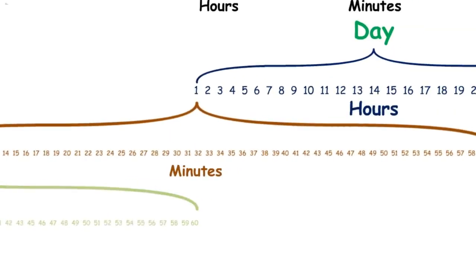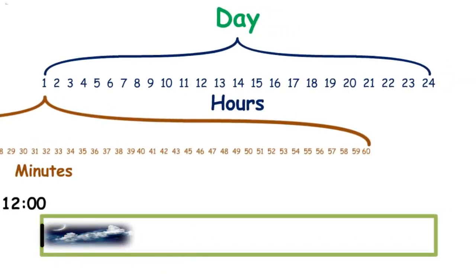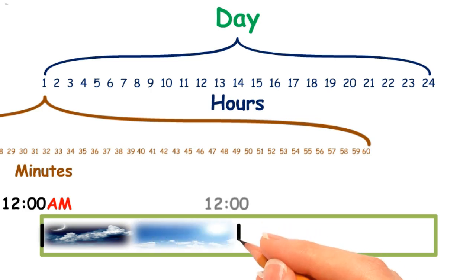A day starts at 12 midnight. We represent it as 12 a.m. AM stands for ante meridiem. It's a Latin word, meaning before midday. Now, it goes on until 12 noon.